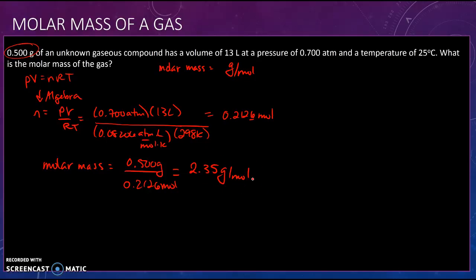So maybe it's some freaky form of helium or some bizarre isotope of hydrogen, but you guys get the point for the process. You figure out the moles using the ideal gas law. You take the mass of gas, divide it by the number of moles, and bam, you got the molar mass.